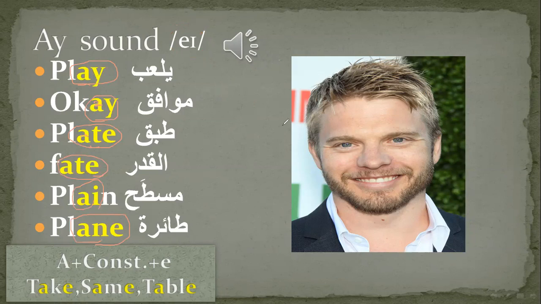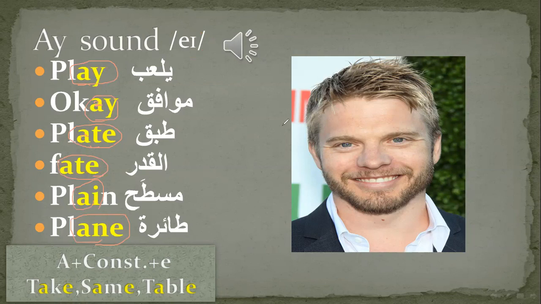Let me explain. Cuando tienes A, Y al final de la palabra, se pronuncia A. Cuando tienes una A, una consonante y una E al final de la palabra se pronuncia A. Y cuando tienes una A y una I se pronuncia A. Entonces, play, fate, play.